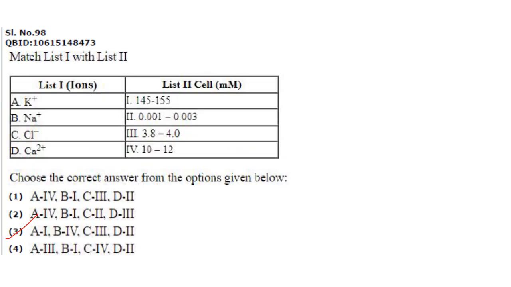Then ions and their concentration. So K plus, it is at concentration of 145 to 155. Na plus at 10 to 12. Cl minus is 3.8 to 4. And Ca2 plus is 0.001 to 0.003. So the answer here is A1, B4, C3 and D2.